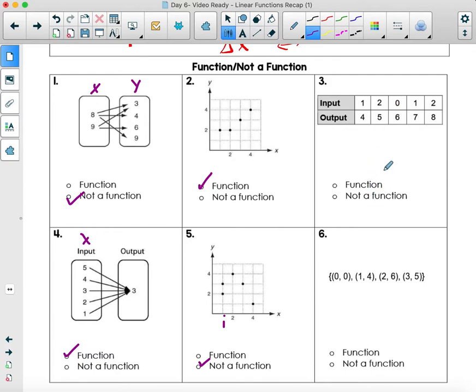For a table or a list of ordered pairs, what you're really doing is looking for a repeated x value that has a different y value. So this is an example of what is not a function, because I have an x value that maps to 4, 1, 4, and 1, 7. Again, you're only looking from your x's to your y's in order to figure out if you have a function. Same with a list of ordered pairs. My x values are 0, 1, 2, and 3. So I do not have a repeated x value. Therefore, this is a function. And that's just a reminder of function versus not a function.